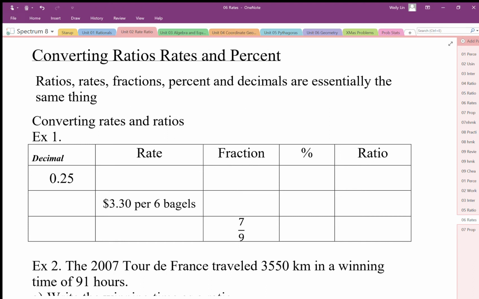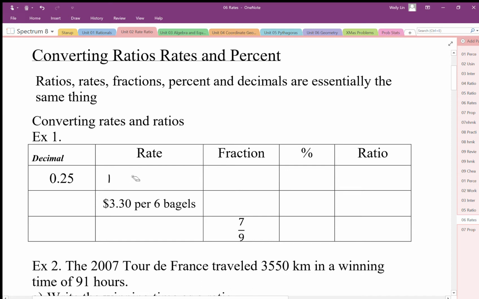So again, we want to connect this idea that percent, fractions, rates, ratios, they're all essentially the same thing. They're all a ratio comparing two things. So when we have a decimal 0.25, we can put it into a rate. So we can put it into all sorts of rates. We could put it into a rate of 1 to 4. And as a rate, we need to actually compare two things.